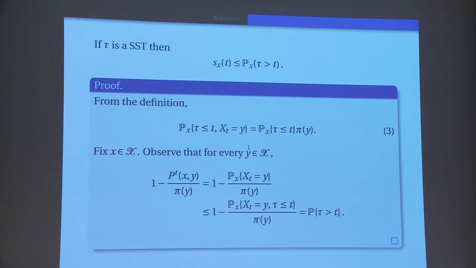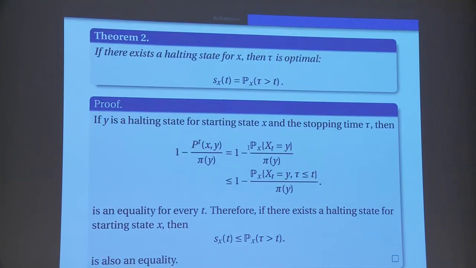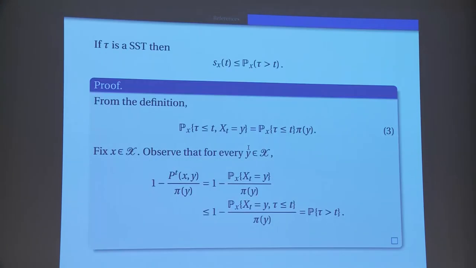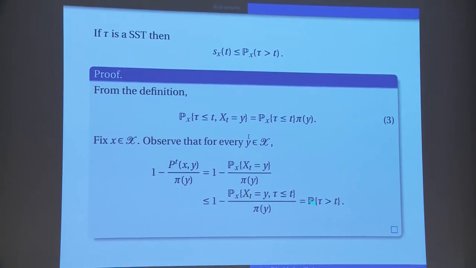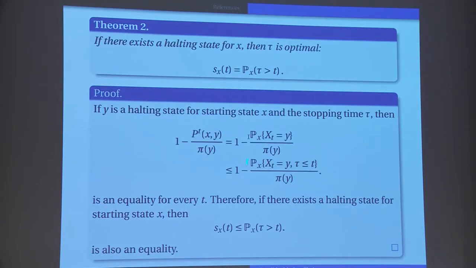So when do we have an equality? If adding this condition doesn't change the probability, and this is when y is a halting state. Let me give this definition. Again, S_x(t) is the maximum over y of this quantity, 1 minus p_t(x,y) over pi(y). The bound we saw two slides ago is that S_x(t) is always at most the probability of tau bigger than t. But there are important cases where you have equality, and that's when you have a halting state.